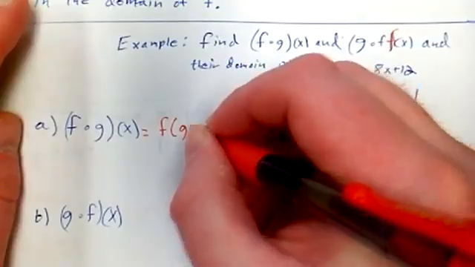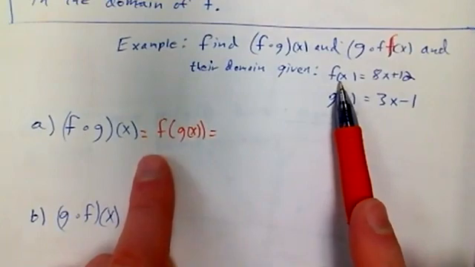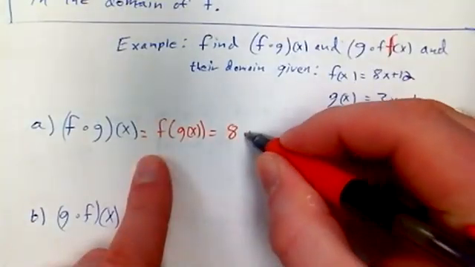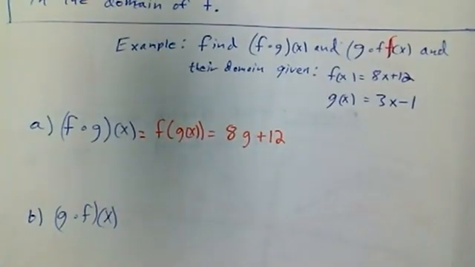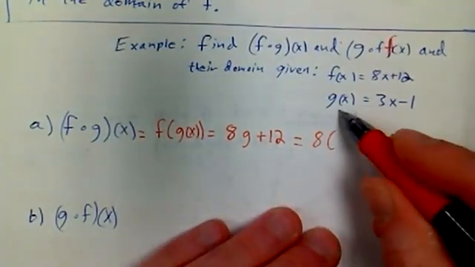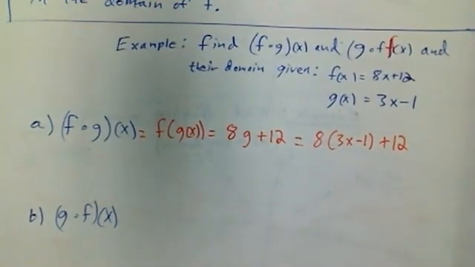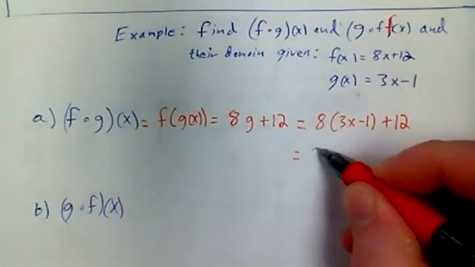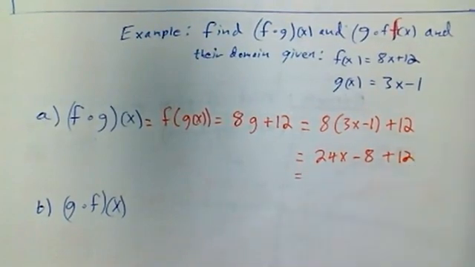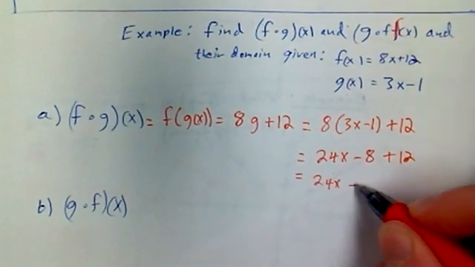So f of g of x, that's going to be, I'm going to look at f, and everywhere I see an x, I'm going to put in g. So I'm going to say this is 8 times g plus 12, okay? Now I'll fill in what g is. This is 8 times g of x, which is 3x minus 1, plus 12. So altogether, I have 24x minus 8 plus 12. And then I'm going to simplify and see. Okay, well, 24x plus 4.